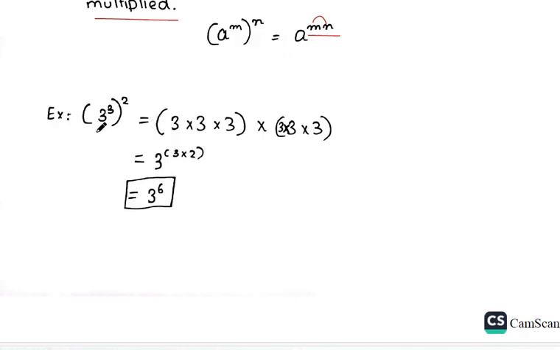Open bracket 3 to the power cube, close bracket, to the power square. If you write in extensive form, this is how it would be written, but if you want to make it simple for you, you can simply write it as 3, take both of the powers, simply multiply the powers, which will give us 6, and our answer will be 3 to the power 6.